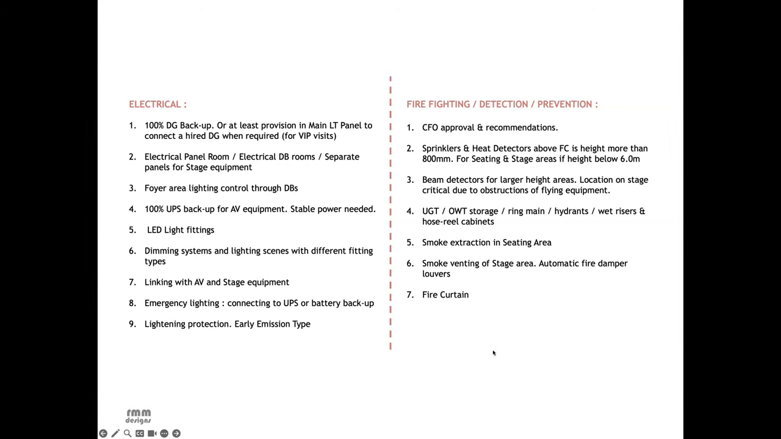Typically, in the ceiling of the stage area we have what are known as automatic smoke vent louvers. So when there is a fire, these louvers automatically open up so that the smoke which is rising can be exhausted from the top. And why is the stage area more critical? Because there is a higher chance of fire happening there, because there is more electrical equipment, more wiring, more components over there which can catch fire.